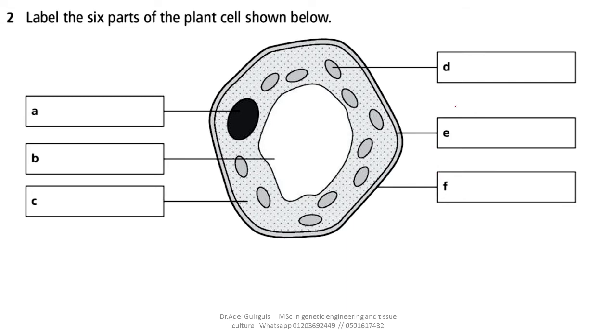Look at letter A. What is the name of this structure? A large organelle inside the plant cell. This is called the nucleus. The nucleus is found in all cells, except xylem cells in plants and red blood cells in humans. There is no nucleus in human red blood cells. What is the function of the nucleus? The nucleus contains chromosomes, DNA and genes responsible for all the characters you inherited from your parents.